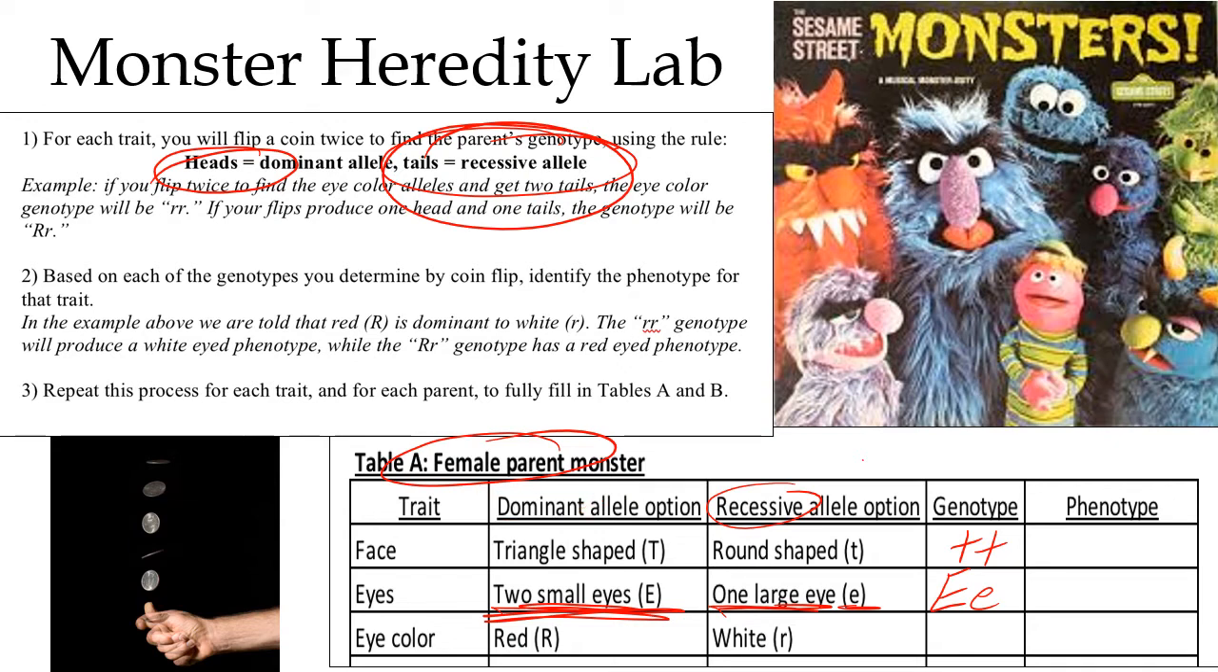For eye color, it can either be the big R allele for red eyes, that's the dominant version, or you could get the little r allele for white eyes, that's the recessive version.